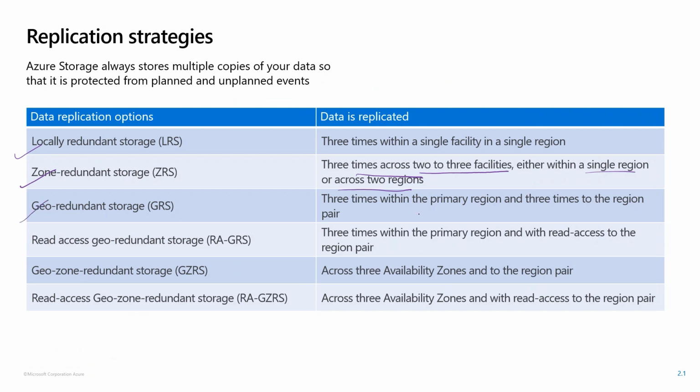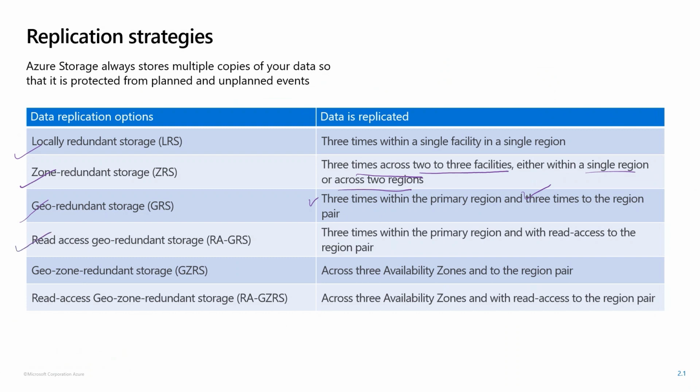Geo-redundant storage, we know, gives us 3 copies in the primary region and 3 copies in the regional pair. For the exam, you may see a question that asks you if you can choose your regional pair. We know that we can. That is a part of the default values embedded in Azure. When you choose one region, it automatically assigns a regional pair. But we do have choices for how many copies into that pair we are creating.